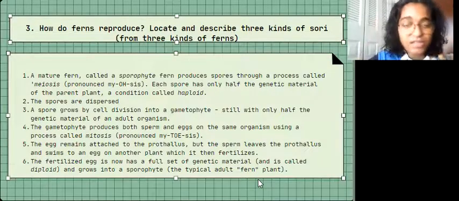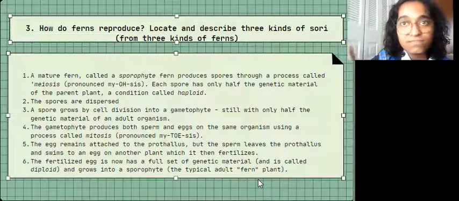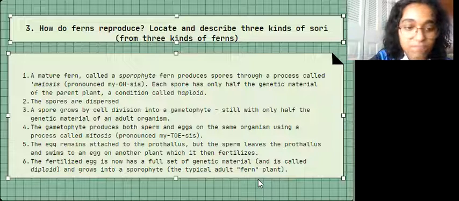And then the reproduction takes place over and over to make the same kind of fern, but many of them.